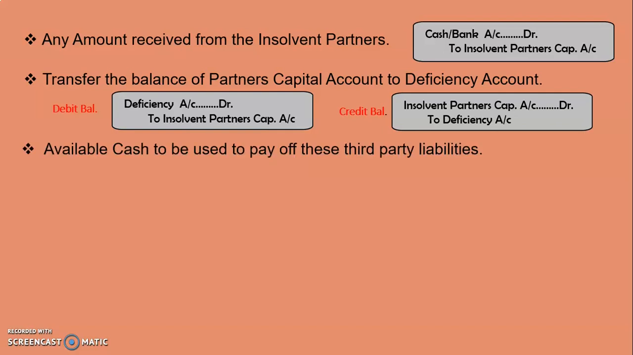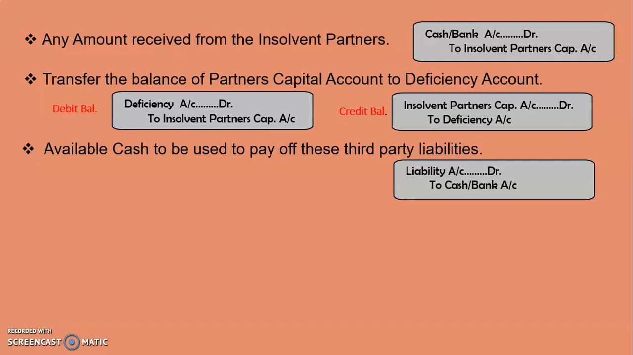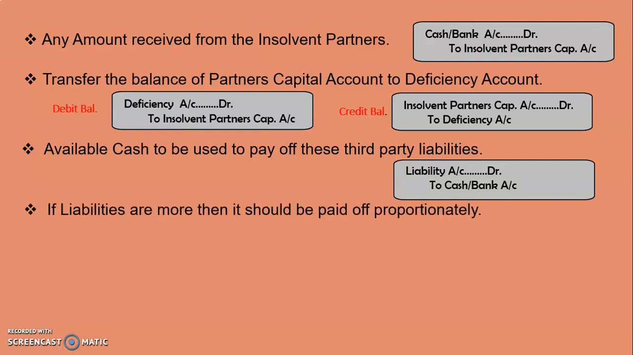Then whatever cash is available, we have to use that to pay off the third party's liabilities, that is the creditors, bills payable, bank loan, bank overdraft, etc. The entry for this is liability account debit to cash or bank account. Now, if the amount of liabilities is more and the cash balance is not sufficient to pay off these liabilities, then we have to pay these liabilities proportionately.